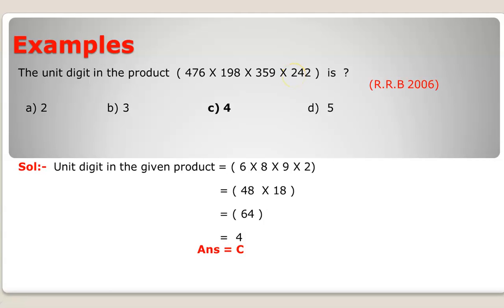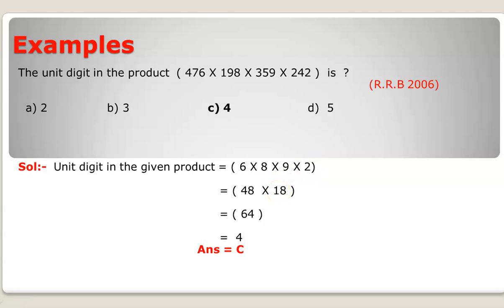We only need to find the unit digit. So the first number is 476 in which 6 is the unit digit. This is 6 into, in the second number 8 is the unit digit, into, in the third number 9 is the unit digit, into, in the fourth number 242 in which 2 is the unit digit. It means we only multiply unit digit by unit digit. So 6 into 8 is 48, into 9 into 2 is 18.